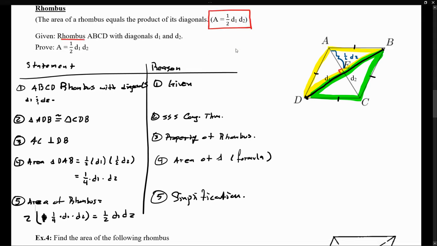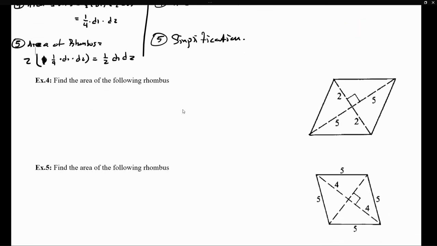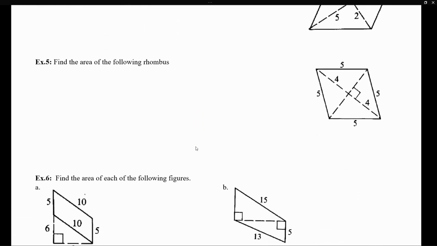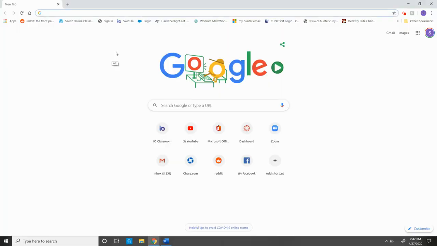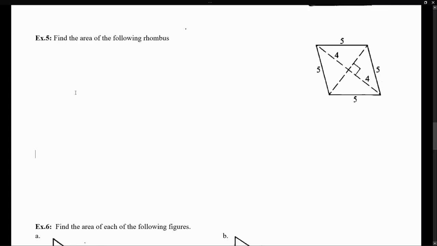Let's just do one quick example for the area of the rhombus. Let's just do example 5, and then we'll finish the lesson with this. So notice that here we have a rhombus, and we want to find the area of it.